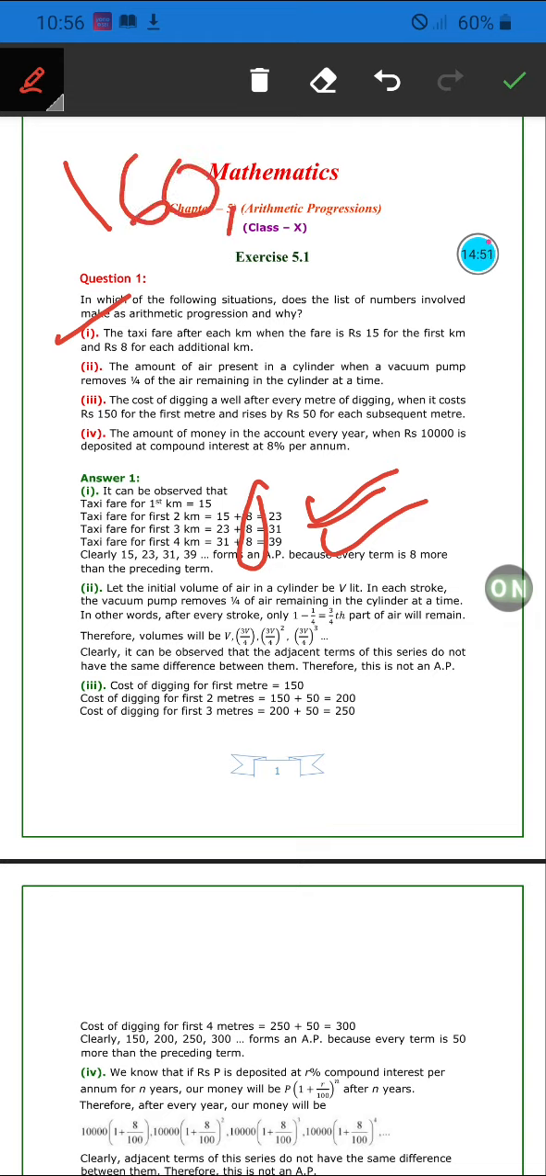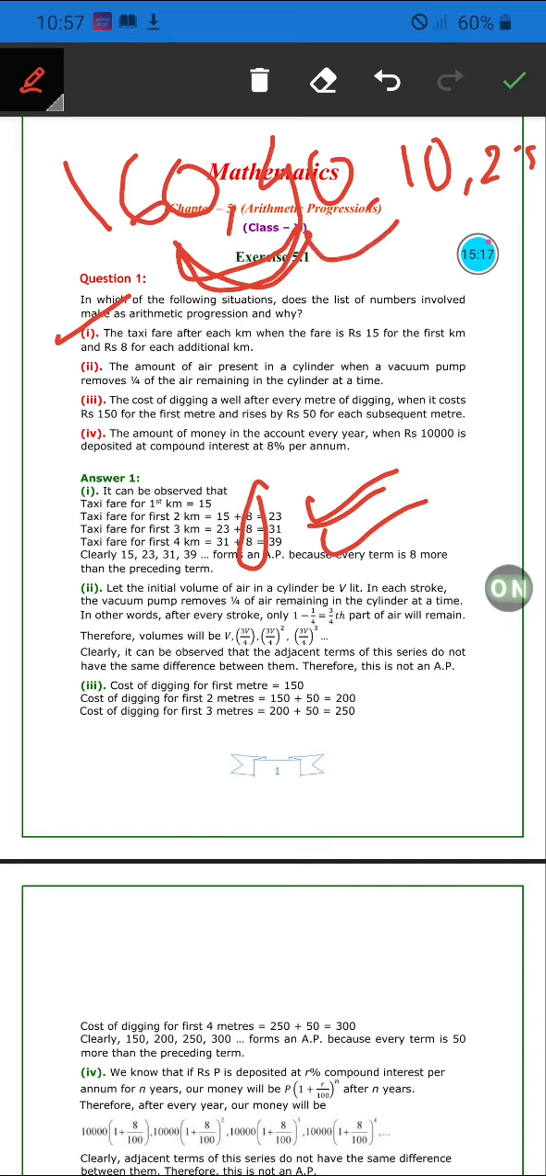Okay, 1/4 of 160, how much is that? 160 into 1/4 is 40. Then 1/4 of 40 is 10. Again 1/4 of 10 is 2.5. So observe the difference between 160 and 40: that is 120. Again 40 to 10, the difference is 30. So the common difference is not equal. That's why the second question is not in AP.